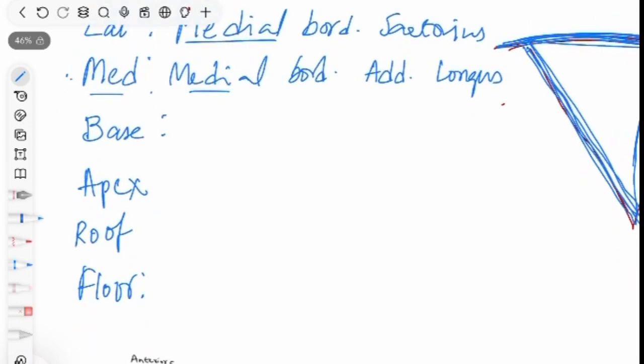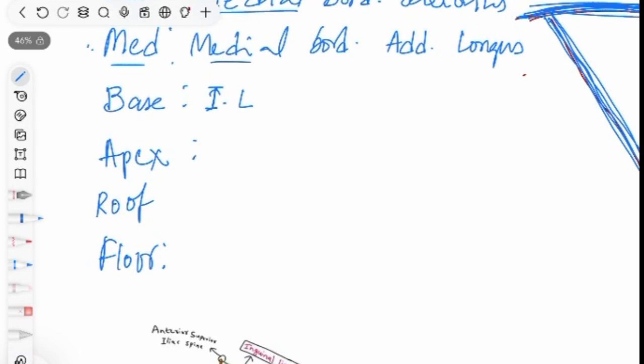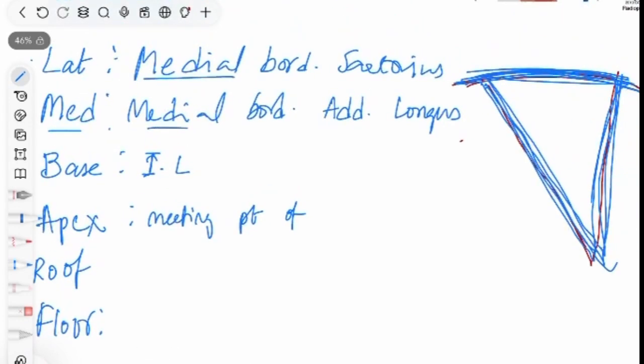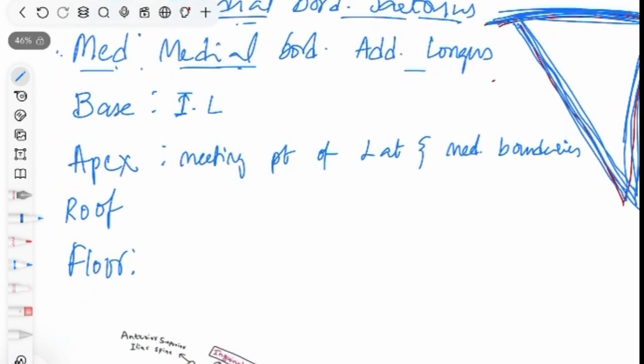Now the base is formed by the inguinal ligament, which is easy to remember, and the apex is formed by the meeting point of both. You can either say lateral and medial boundaries, or you can say medial border of sartorius and medial border of adductor longus. It's better to say medial border of sartorius and medial border of adductor longus.